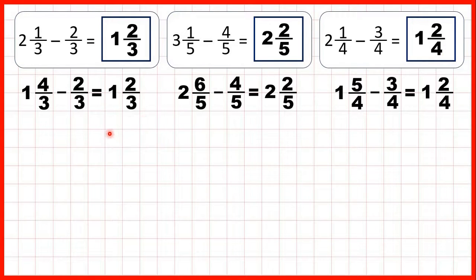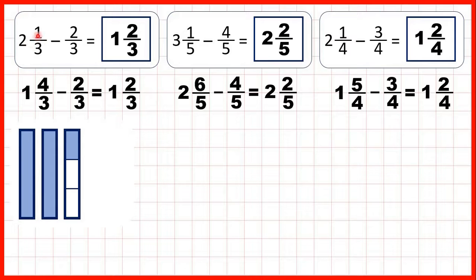It's easier to understand what's happening here if we show the fraction bars. So for this first question, we had 2 and 1/3, so that's 2 wholes and 1/3, but we needed to take 2/3 away. So what we did is split one of our wholes into thirds. That gave us 1 whole and 4/3. So then we could take 2/3 away to give us 1 whole and 2/3 as our answer. So that's what's left in blue.